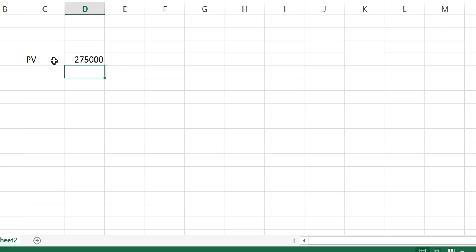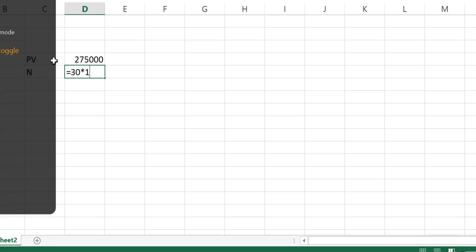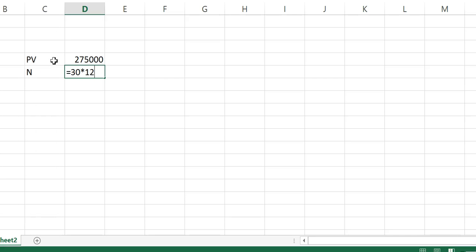So the real present value is $275,000. The number of periods in case of this annuity is equal to 30 times 12, because he has 30 years and monthly payments. So it's 360. The interest rate, we need a monthly interest rate. We are given an annual APR, so we're going to take that annual APR, 6.775%, and divide it by 12.